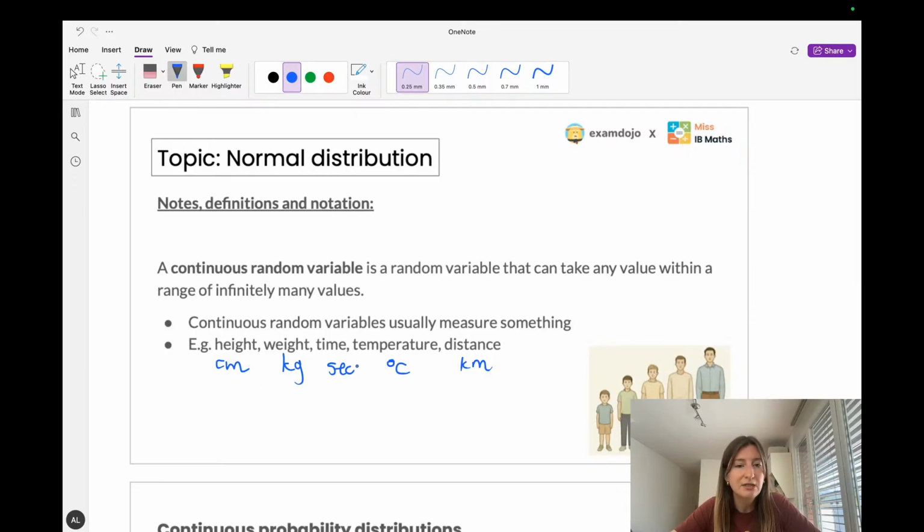That's probably the easiest way to decipher between continuous and discrete, which is a question that they often ask. Is this a discrete or continuous variable? It's easiest to just think, does it have a unit of measurement? If yes, continuous. If not, it's discrete.